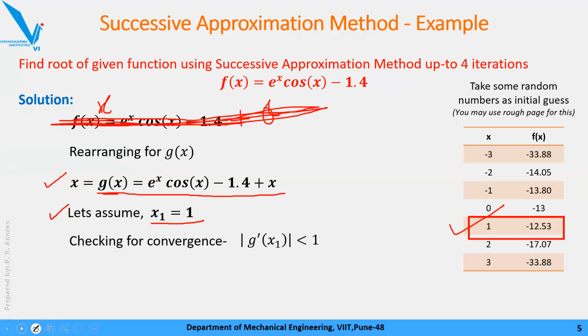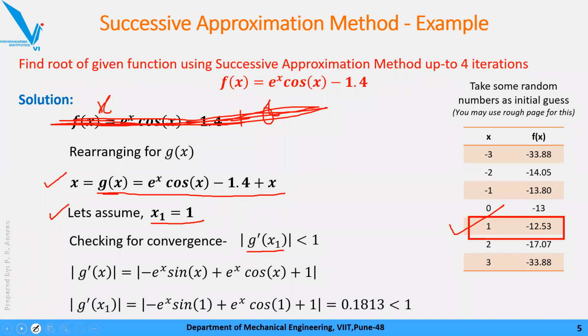The criterion says the absolute value of g dash of x1 should be less than 1. This is your convergence criterion. So for that I need g dash of x, we have to take its derivative. I have calculated the derivative of e raised to x cos of x in u into v form. The derivative gives sin of x, then e raised to x plus the derivative of e raised to x. So this is your g dash of x. Now what do we do? Put the value 1, your initial guess, in place of x everywhere.